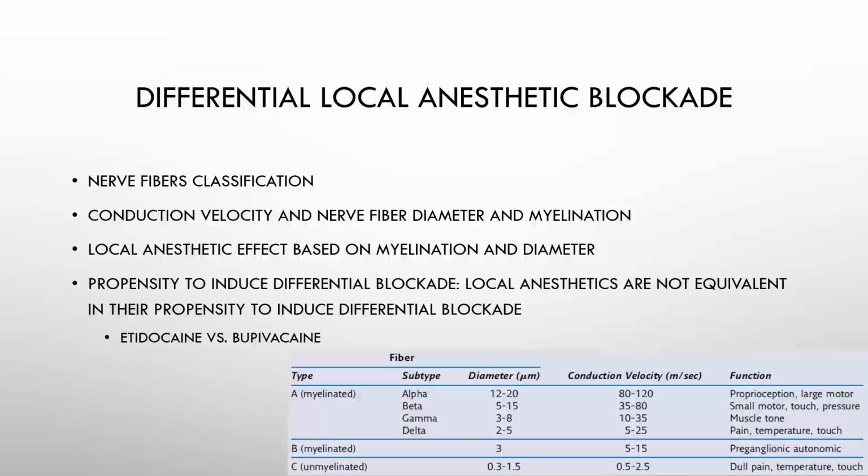Local anesthetics are not equivalent in their propensity to induce differential blockade. For example, in equipotent dosing, etidocaine produces more profound motor block than bupivacaine. And this characteristic is what makes bupivacaine a more valuable drug because we want sensory block, not motor block for the most part. And it also accounts for etidocaine's limited use in clinical practice nowadays.